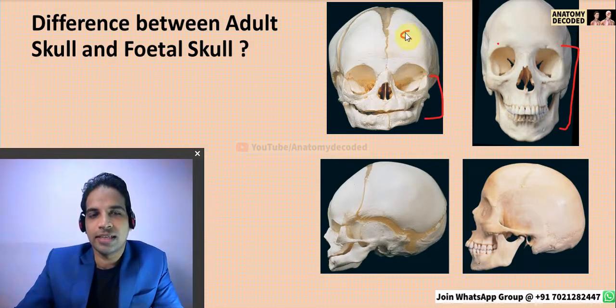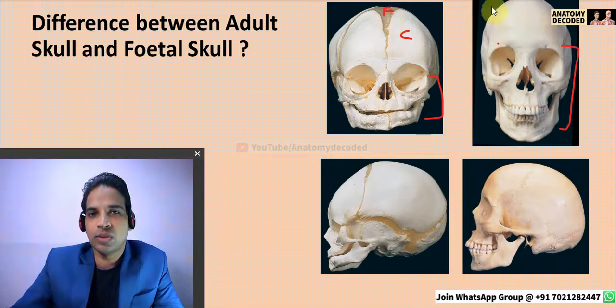The cranial skeleton is more developed because of the growth of the brain. So facial skeleton is very small in a fetal skull, and facial skeleton is well developed in an adult skull when viewed from the anterior aspect. And here we can see this region is the region of fontanelle. This is the anterior fontanelle of the skull.